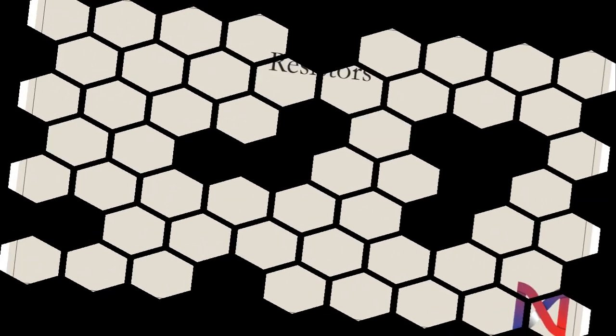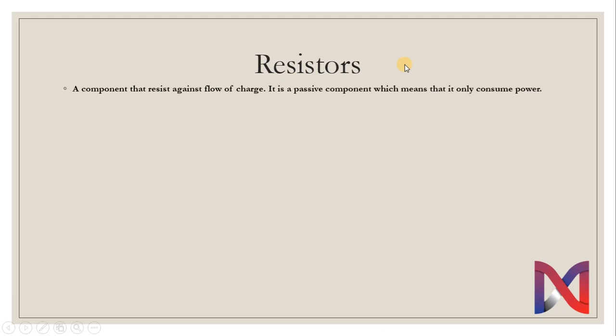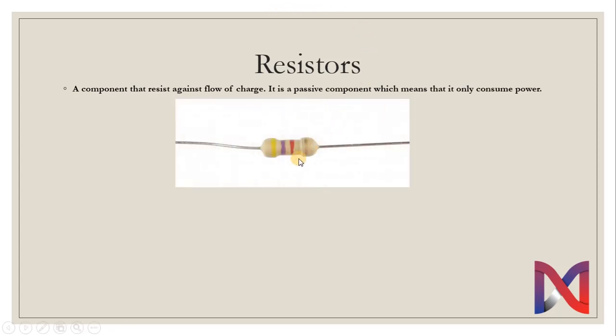Let's move to the components which will be used in this lab. First, we will have a look at the resistor. The component which is resisting the flow of charge is known as resistor. The resistors are passive components, which means that they only consume power. This is how a resistor looks like. It has 3, 4 or 5 layers.